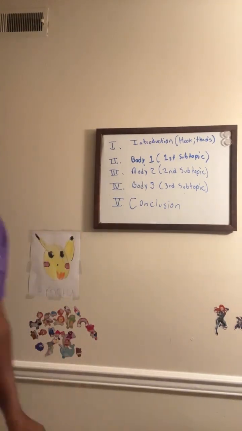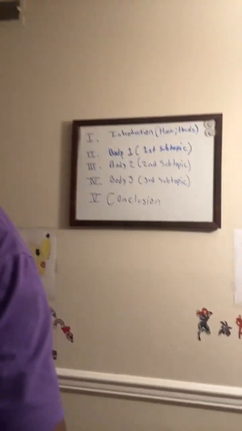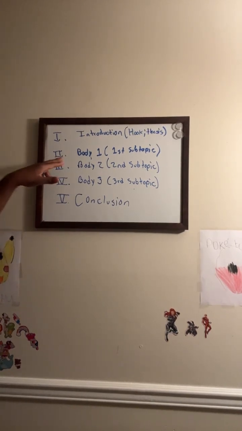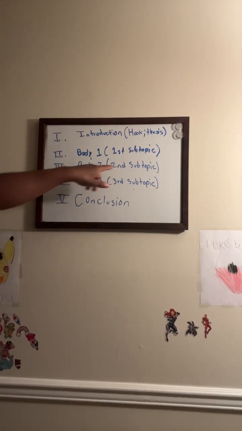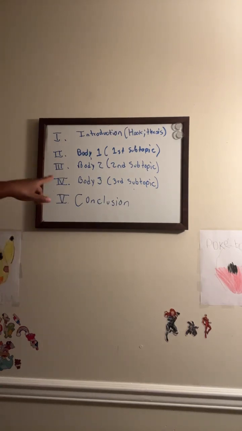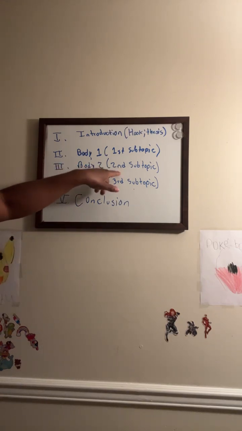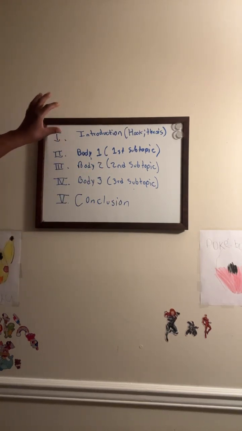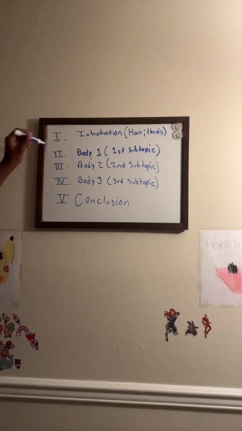Okay, there we go. So your introduction on your pre-writing outline includes your hook and thesis. Your Roman number 2, body 1, includes your first subtopic. Roman number 3, body 2, your second subtopic. Roman number 4, body 3, your third subtopic. And the reason you don't see the numbers match up is because before you start the meat of your paper, this is the meat of your paper.